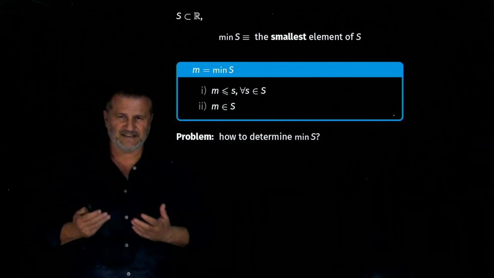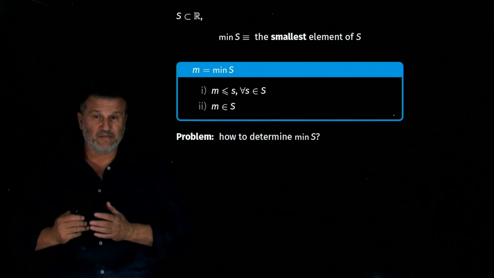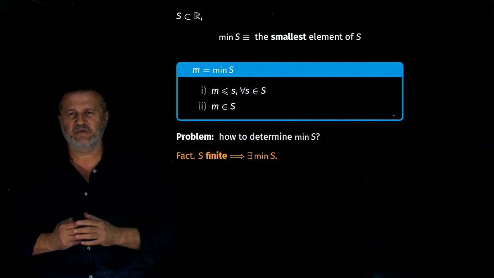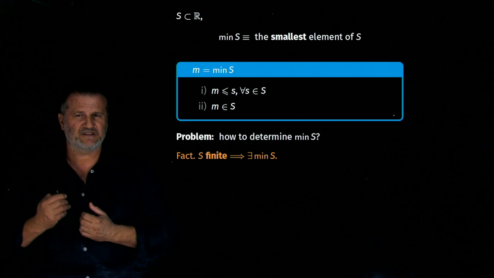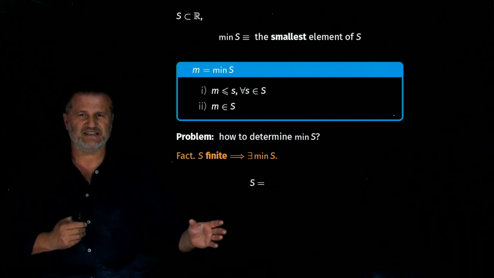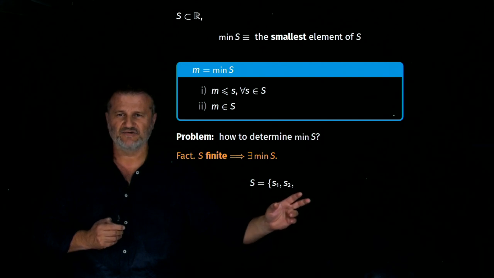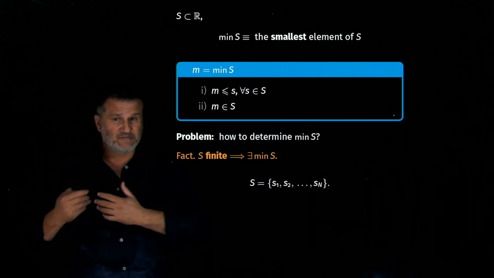Actually, the existence of the minimum is not always granted. For example, we can easily prove that if the set S is finite, then the minimum exists, and we also have a simple algorithm to determine the minimum. Let's represent the set by a finite list of numbers, let's say S1, S2, etc., SN. And let's proceed as follows.